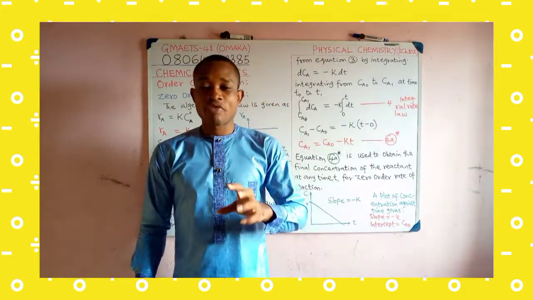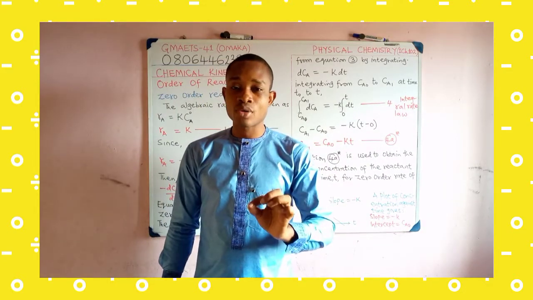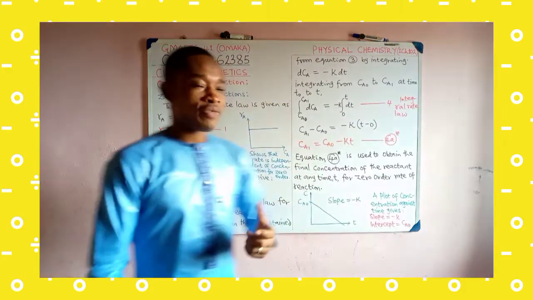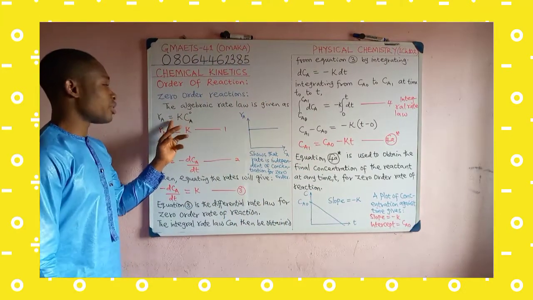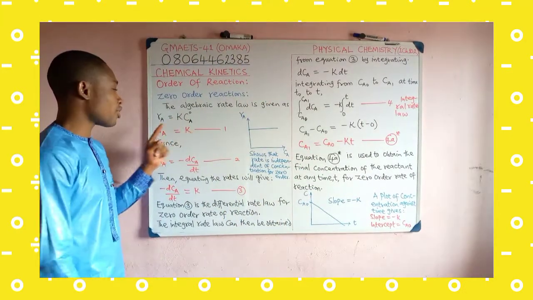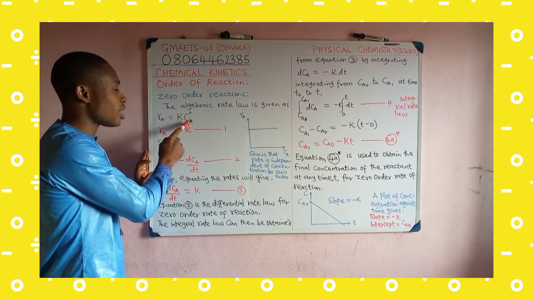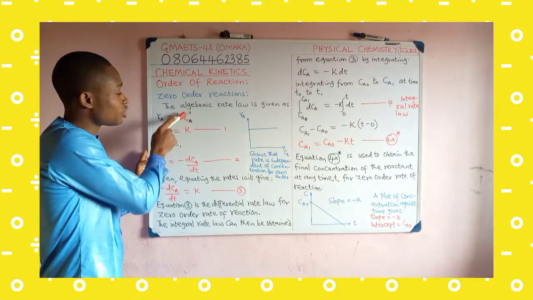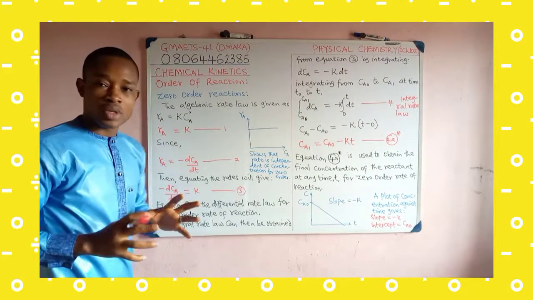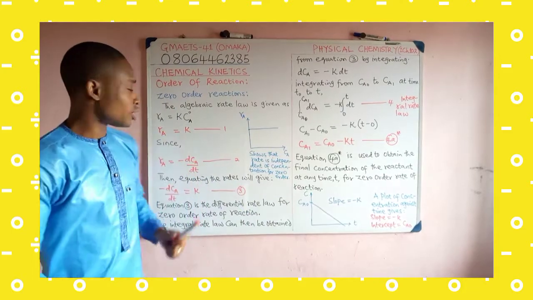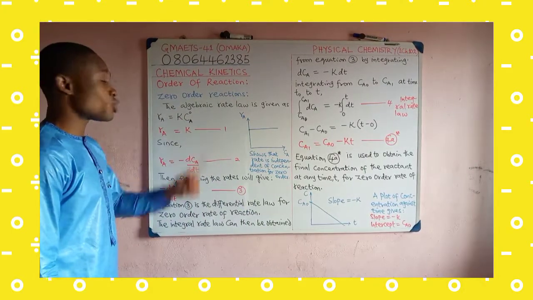One of the orders of reaction is the zero order of reaction. Now, the rate law for zero order of reaction is given by this. That is the algebraic rate law. We have the rate of reaction being equal to K times the concentration of the reactant raised to power 0. And of course, we know that a term raised to power 0 would give us what? 1. So the rate will now be K times 1.